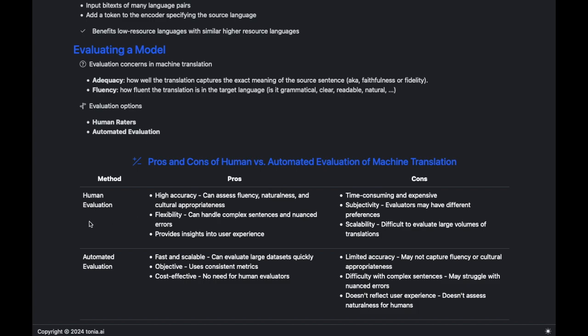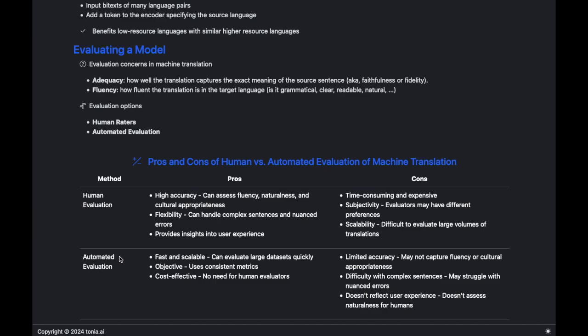So if we start by looking at human evaluation, the pros would be higher accuracy. So humans are able to assess the fluency or naturalness or even the cultural appropriateness of the translation. So where a machine may not be able to see if something's culturally appropriate, a human should be able to determine that. Humans will be more flexible in their ability to evaluate a translation. They can handle more complex sentence structures and errors that might be more nuanced. And of course, a human can provide insights into the user experience because the human being the user of the translation ultimately.